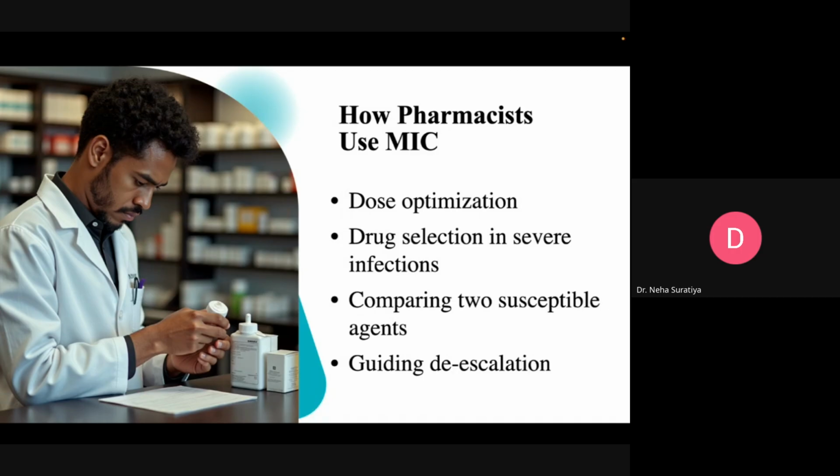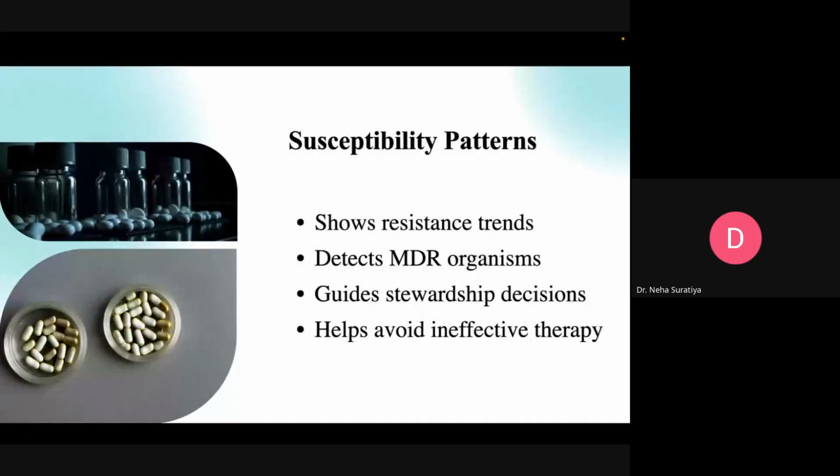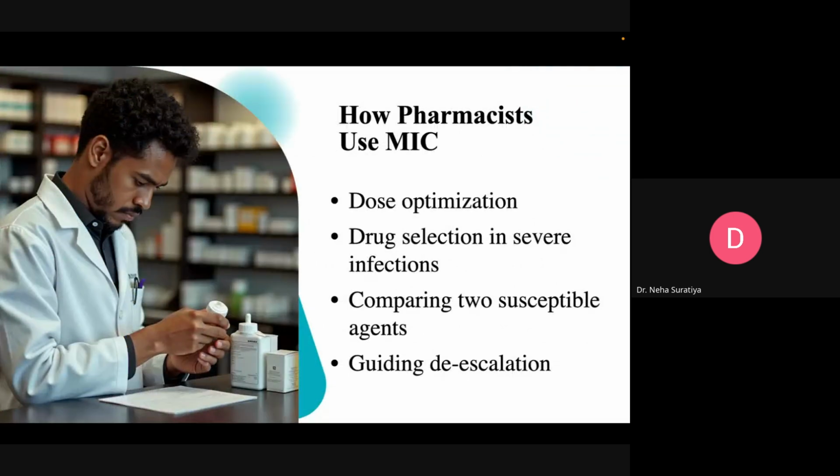And guiding de-escalation. I hope you have an idea about de-escalation, to narrow down. Okay, पहले broad spectrum से start करना, उसके बाद once you have the culture report with you, now you have an idea which organism this is, and which antibiotic will be needed. You will narrow it down further. Targeted therapy पे जाओगे, and that is the concept of de-escalation. Okay, so this is very important. Susceptibility pattern we need to understand. But first, I need to confirm. Is it clear? Is this slide clear to you?